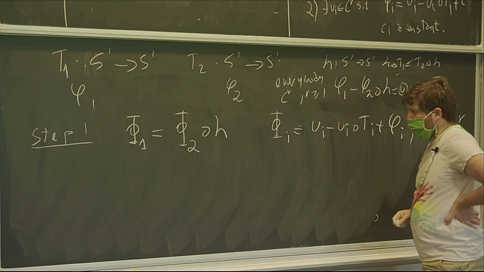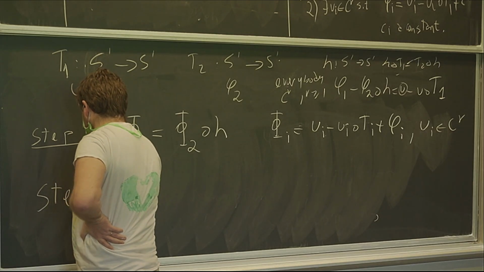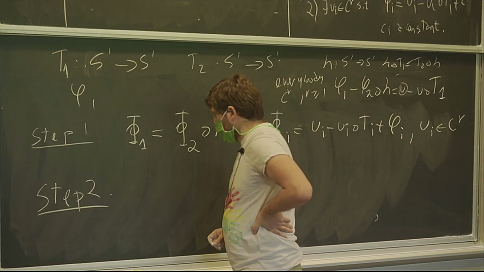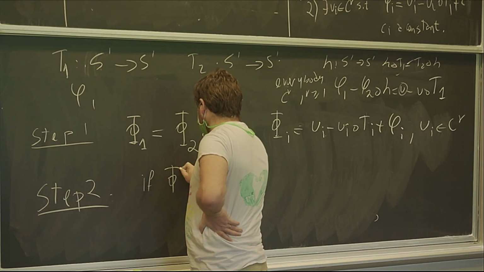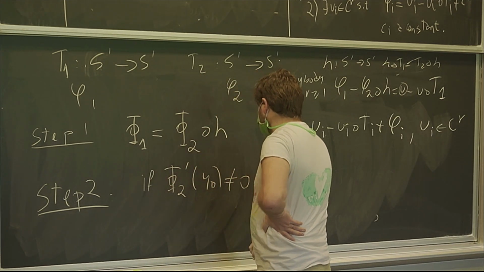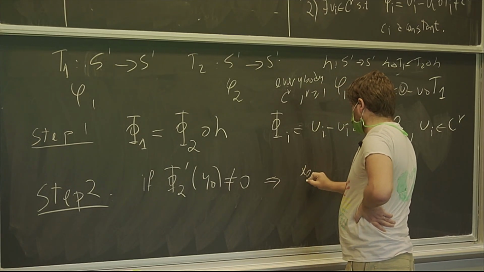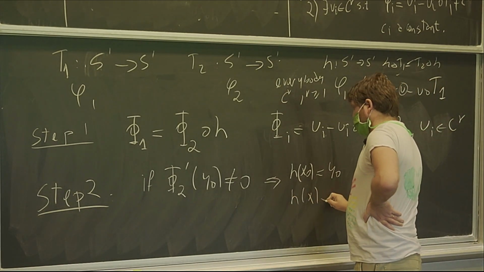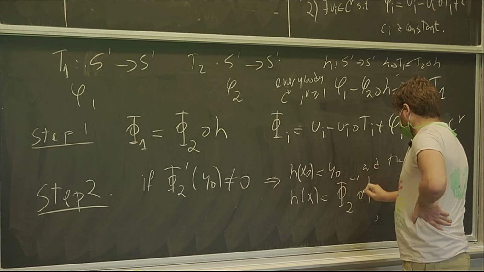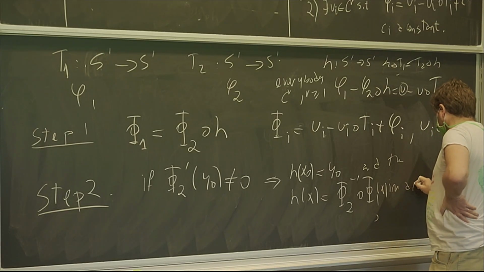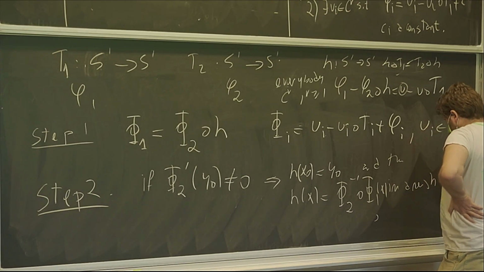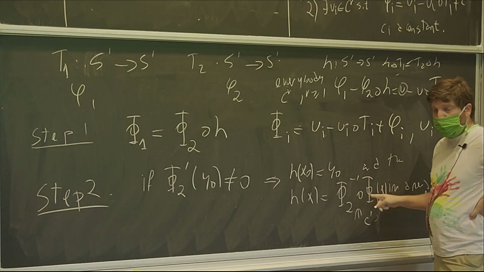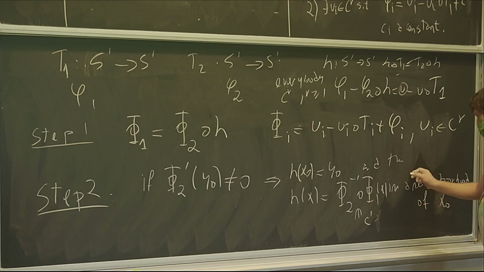So this is step 1. Then step 2 is very easy, because it says that if phi2 prime at y0 is different from 0, then take x0 so that this is y0, and then h of x is phi2 inverse composed with phi1 in a neighborhood of x0, which in particular belongs to C1 because you can invert, so this is the inverse function theorem.